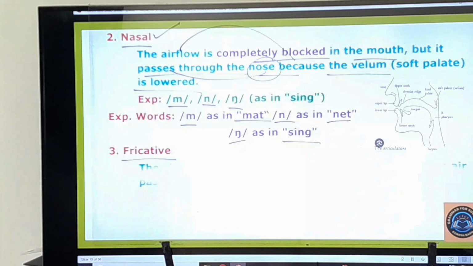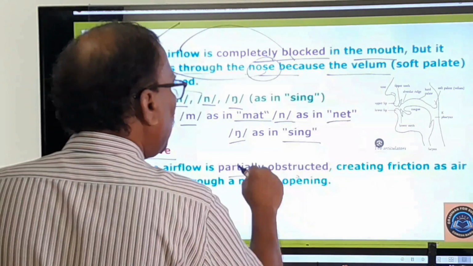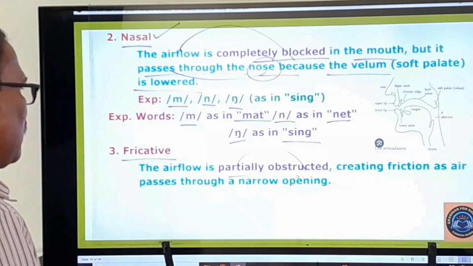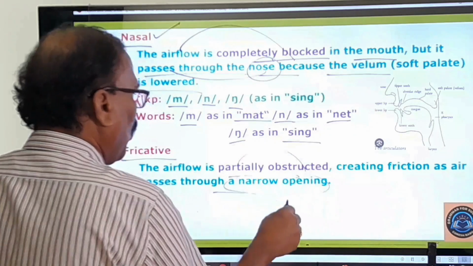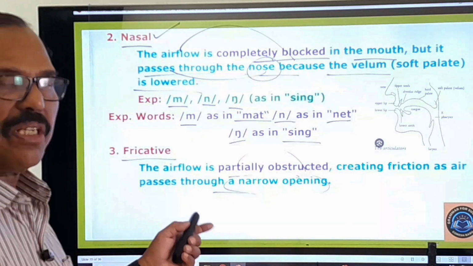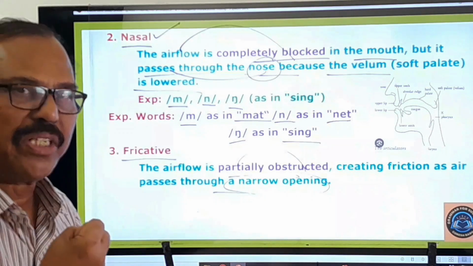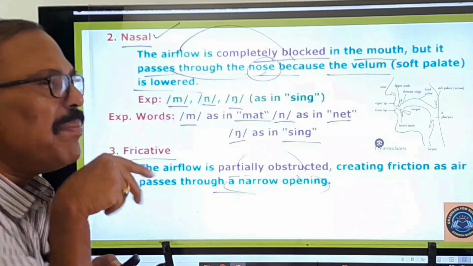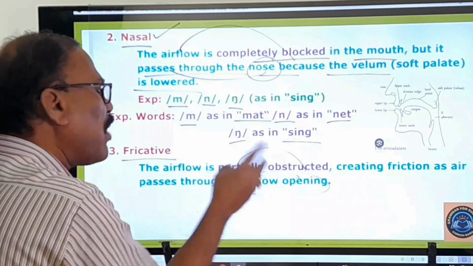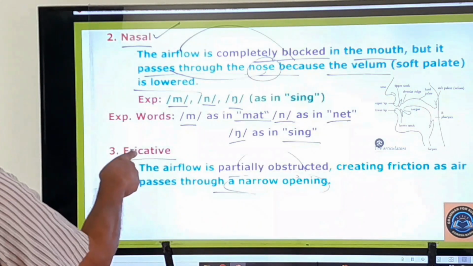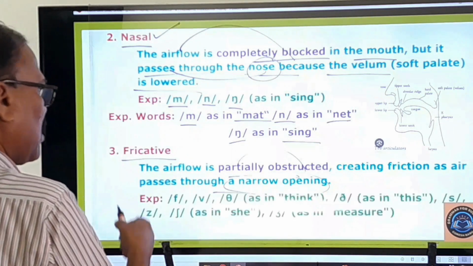Fricative is there. Fricative means what? The airflow is partially obstructed, creating friction as air passes through a narrow opening. So in the pronunciation of certain consonantal sounds, the airflow is partially obstructed or stopped, and the air will be going or passing through a narrow opening. So therefore they are called fricatives, causing some kind of friction.